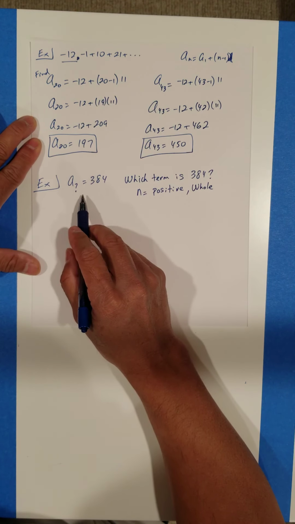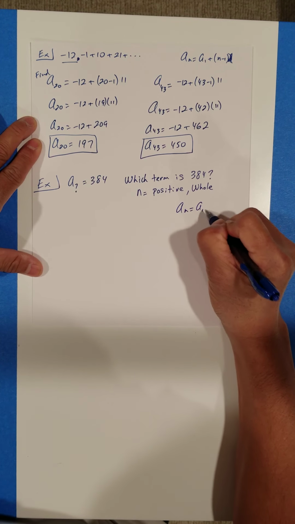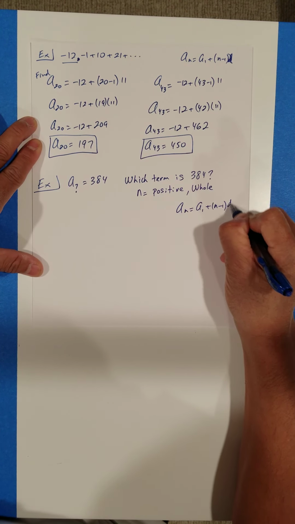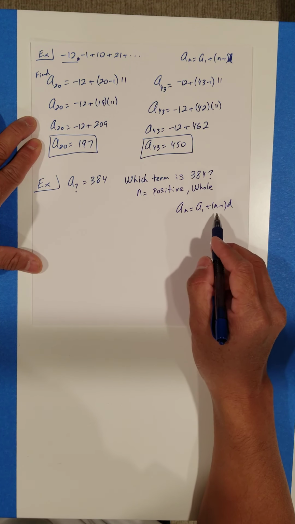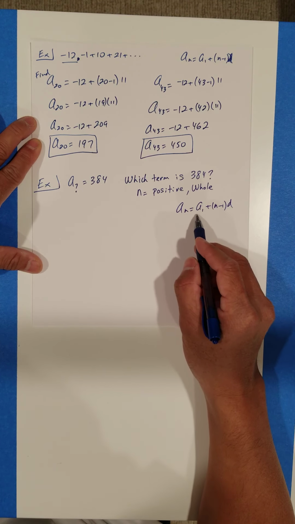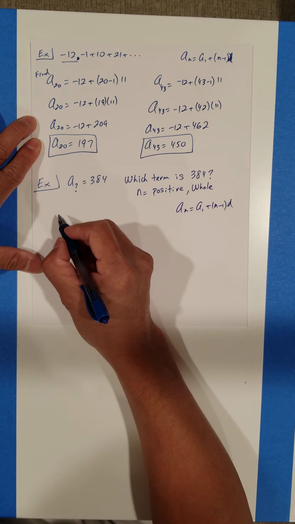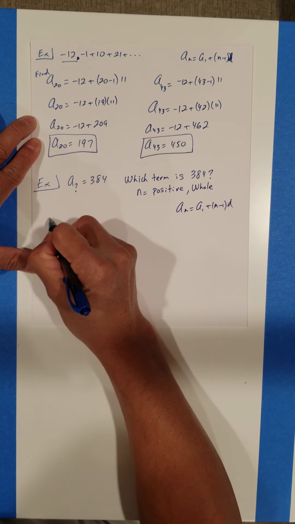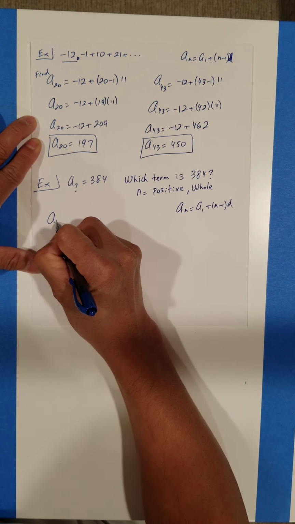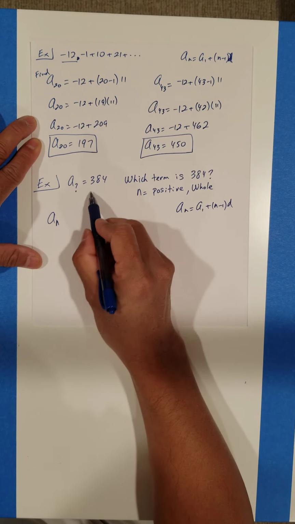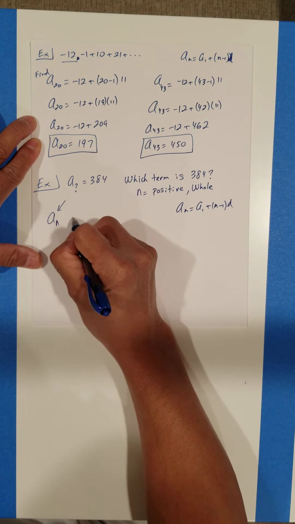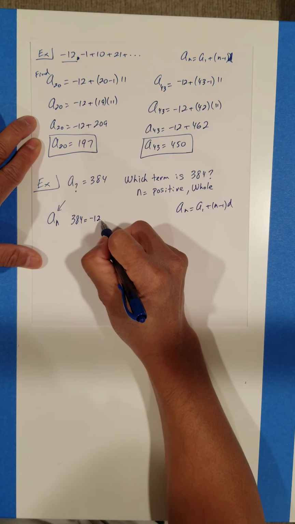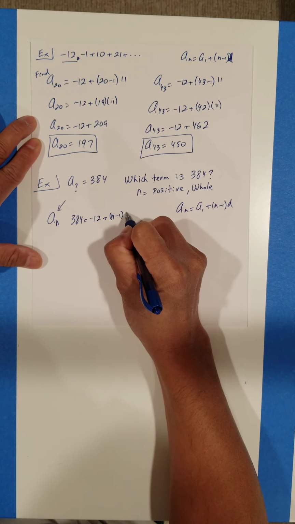Again, you're going to use the same formula: an equals a1 plus n minus 1 d. The only difference is now we don't know what n is. We know the term, we know the first term, we know d, but we don't know n, so no big deal. We're going to go find out what n is. A n, which is right here, this guy. So we're going to substitute 384 right here. So 384 equals -12, the first term, plus n minus 1 d.